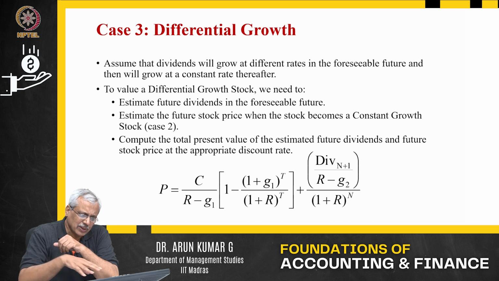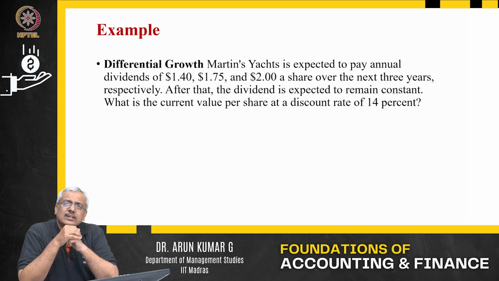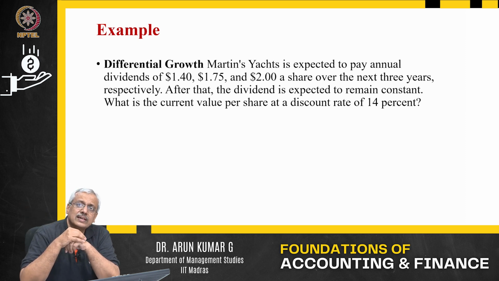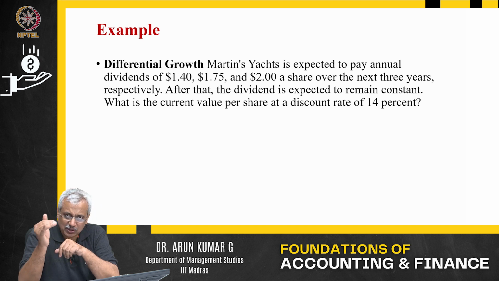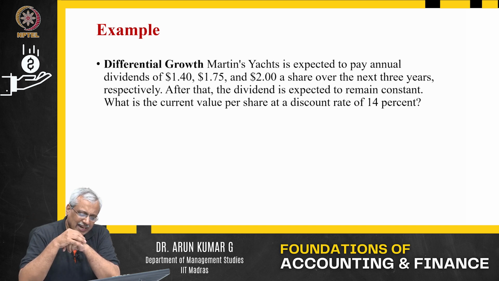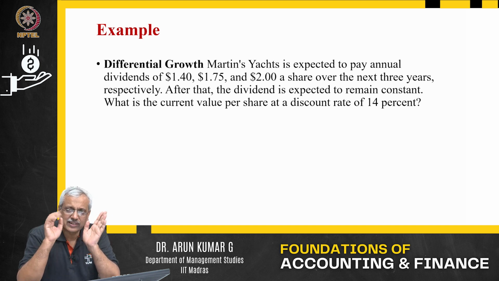So what are we looking at? Let us focus in this case only on the dividend part. I'm just going to take an example. Martin Yacht is expected to pay an annual dividend of $1.4, $1.75 and $2 a share over the next 3 years respectively. After that, the dividend is expected to remain constant. So from the 4th year onwards, the dividend is going to remain constant. What is the current value per share if the discount rate is 14%? Again, we are not considering capital gain, you are looking at only dividend based valuation.